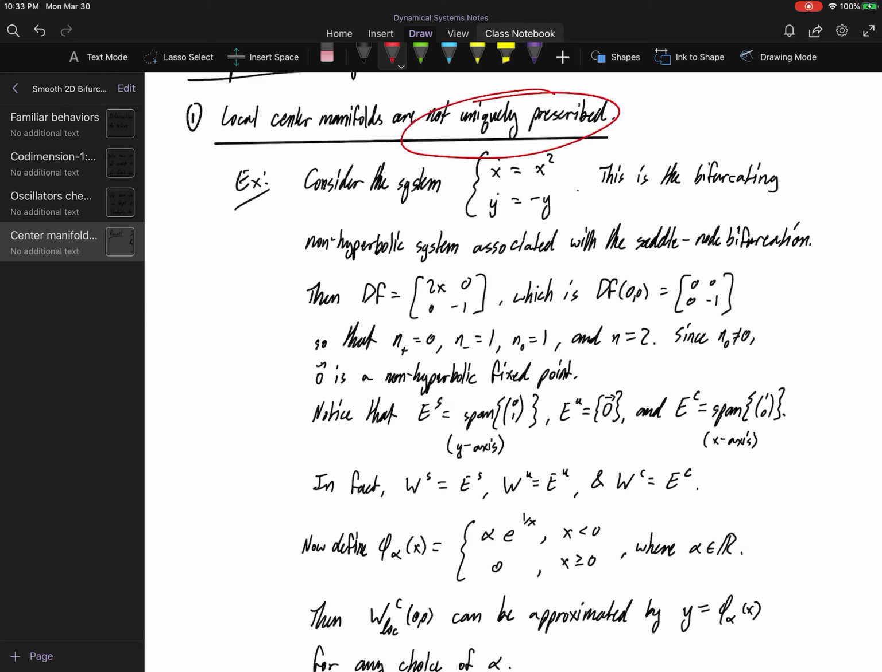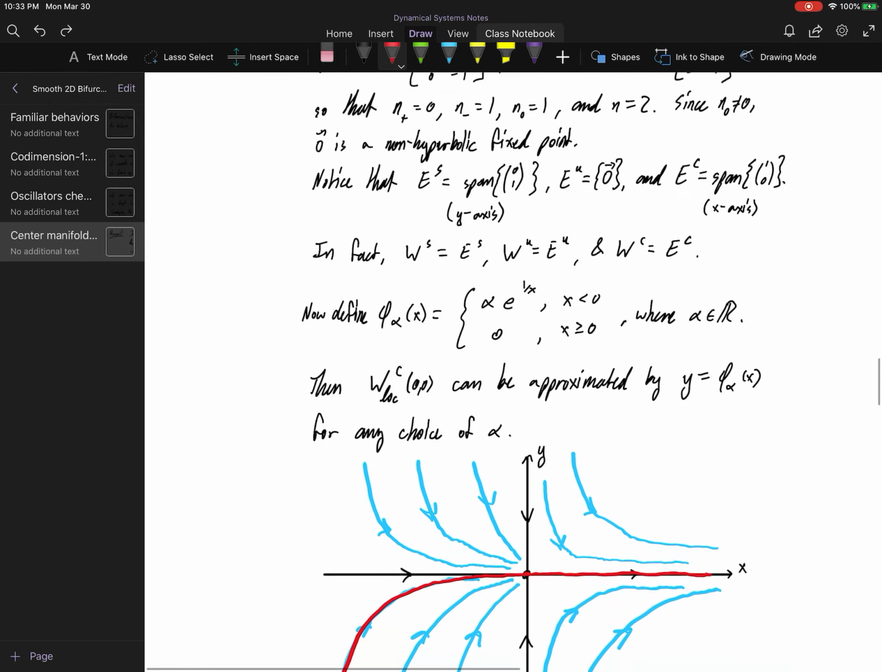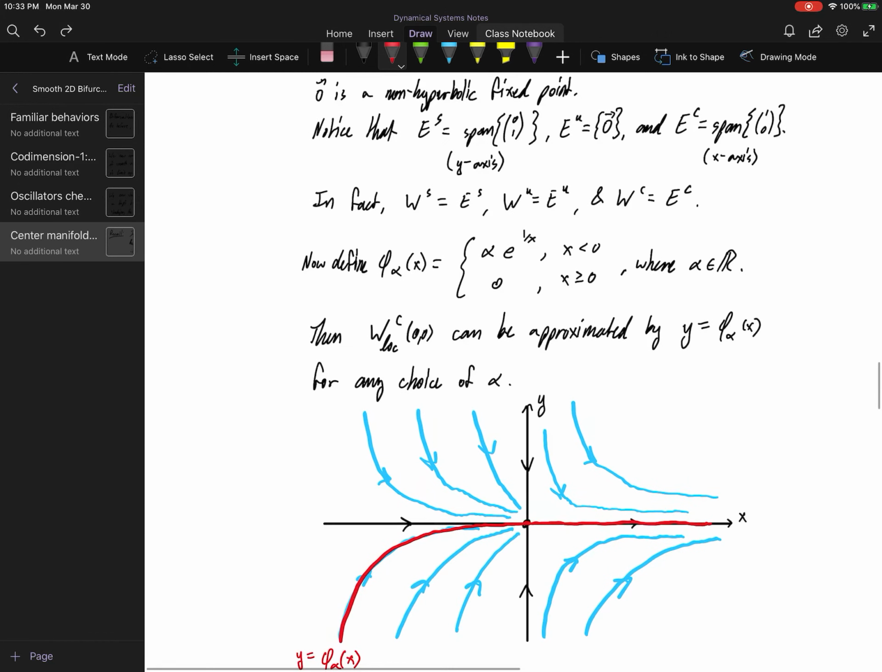Now, to come back to the problem at hand, remember, we're trying to show that these guys are not unique. The center manifold is not unique. Locally, it is one thing analytically, but if you try to expand out a little bit, there are many different ways to describe that center manifold with different approximations. So specifically, we're going to look at these guys, these phi alphas.